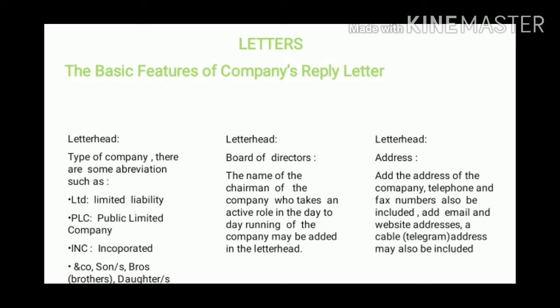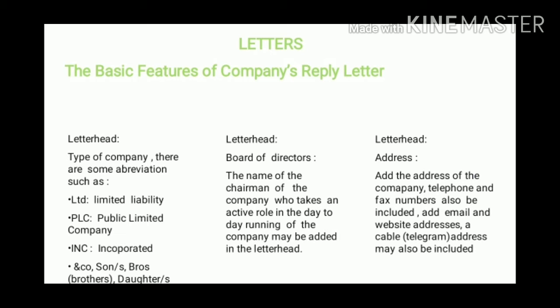And then the next, in the USA, the term is Inc, or incorporated. The next abbreviation is & Co, which indicates that the company is a partnership between two or more people. If the company is a family concern, the abbreviation is & Sons or Bros. Bros means brothers, or daughter, maybe added.